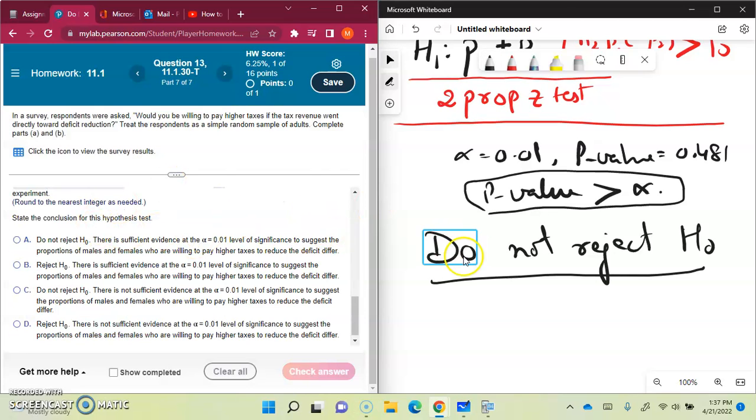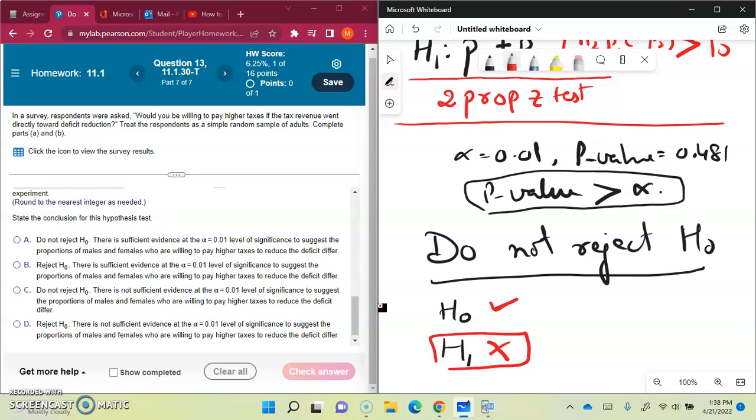Okay, so our conclusion was do not reject H naught. So we have H naught and H1. We are saying do not reject H naught. That means we are not supporting H1. So we are going to say not sufficient evidence. So it's going to be either A or C. And with do not reject, we do not say there is sufficient evidence.